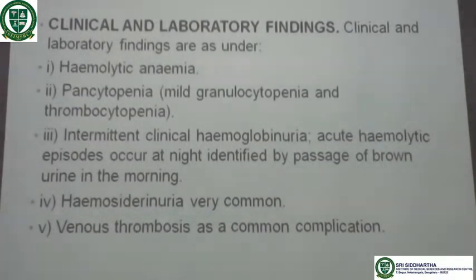So what are the lab findings we see in PNH? We see hemolytic anemia as usual. We see pancytopenia because it affects the stem cells, so all three cell series are affected: WBCs, RBCs and platelets. We have intermittent clinical hemoglobinuria, that is an acute hemolytic attack that happens in the night, and the patient sees brown urine in the morning whenever he passes urine. Hemosiderinuria is very common. This condition is also associated with another condition known as venous thrombosis.